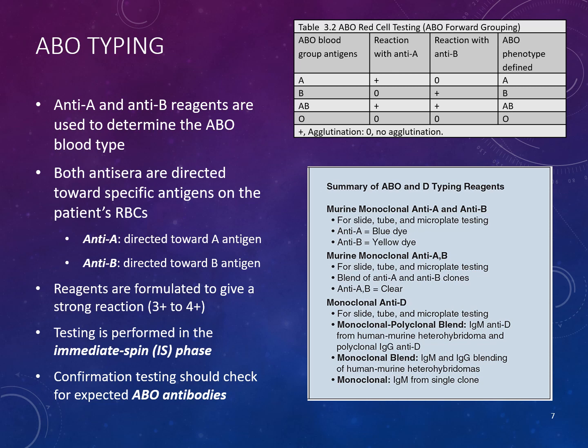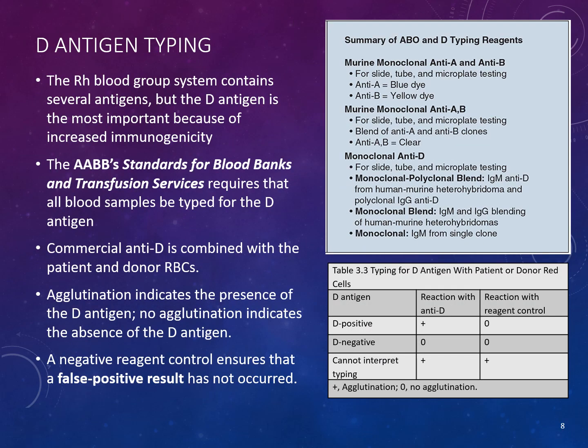Now, testing is performed in an immediate spin phase, and that is because these are IgM type antibodies. In order to confirm your reactions, you would make sure that the patient does have the opposite antibody. To do that, we would test the patient's plasma to see which antibodies are present. Additionally, when we're testing a patient's red cells, we are looking for the presence of not only your A and B antigens, but also the D antigen. The D antigen is in the Rh blood system, and we'll discuss this in more detail later. But the D antigen is what specifies whether our patient is positive or negative.